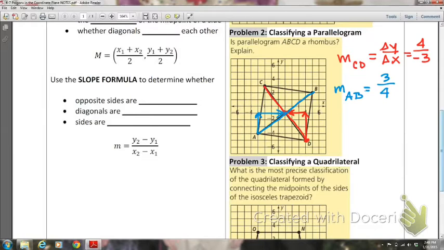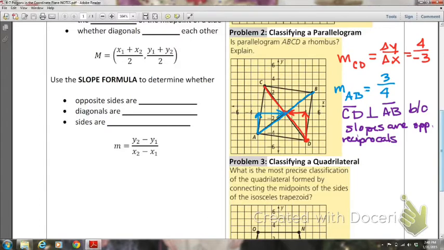Those are opposite reciprocals, so I can say that CD is perpendicular to AB because the slopes are opposite reciprocals. So yes, ABCD quadrilateral is a rhombus.